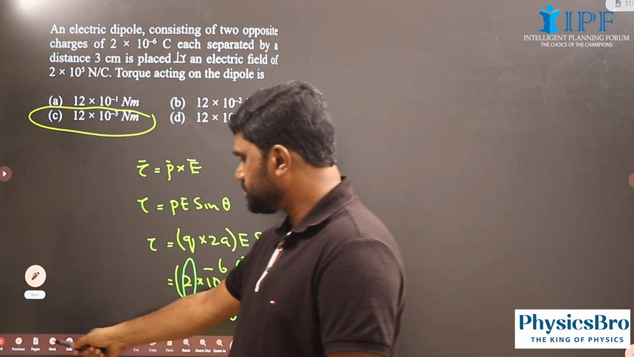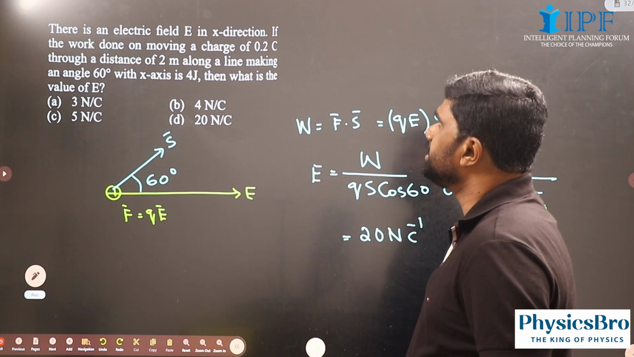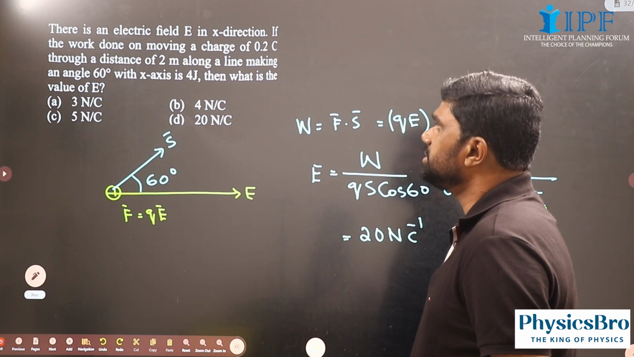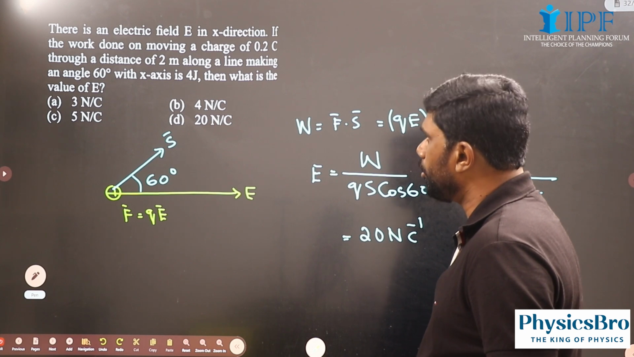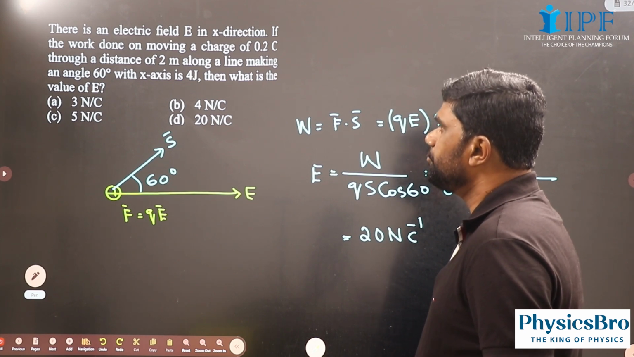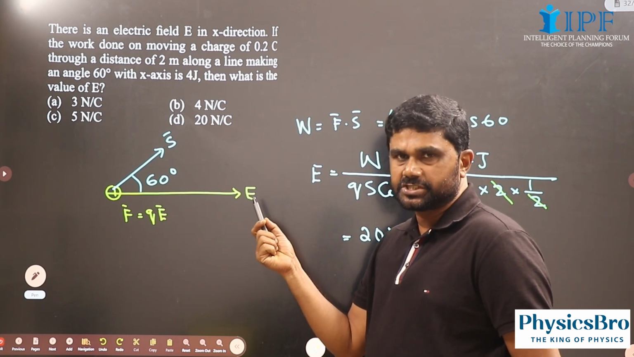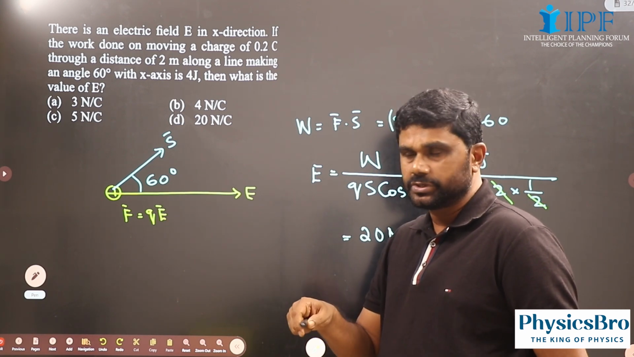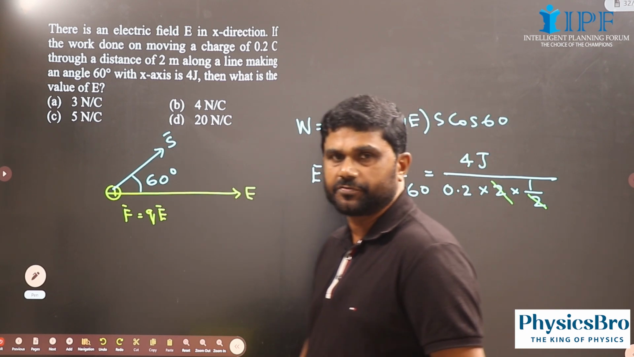Now let us see the next question. See, there is an electric field E in the x direction. If the work done on moving a charge of 0.2 coulomb through a distance of 2 meter along a line making 60 degree with x-axis is 4 joule, then what is the value of E? See, this is the direction along which the body experiences a force, and this is the direction of the displacement at 60 degree with force.